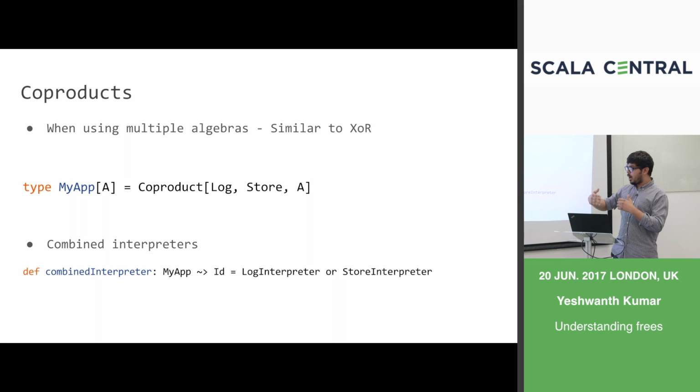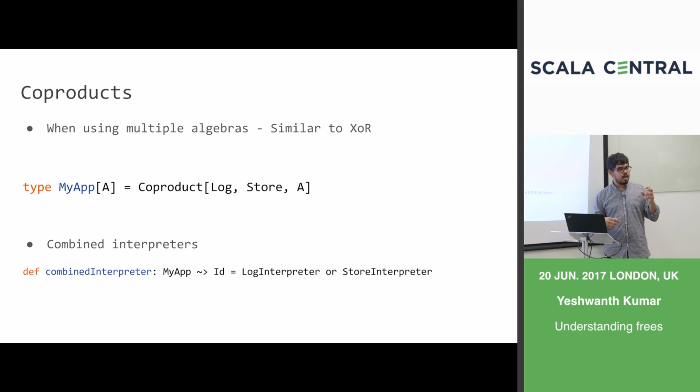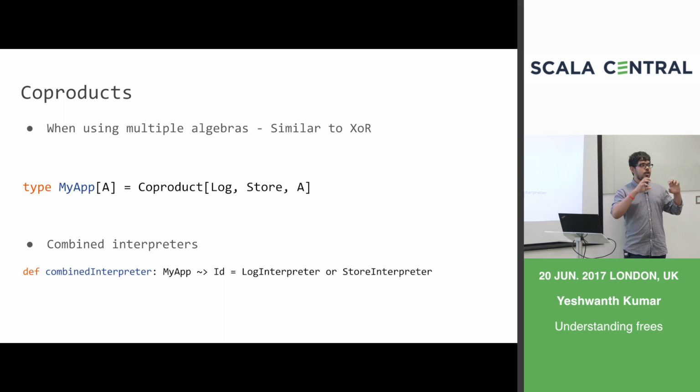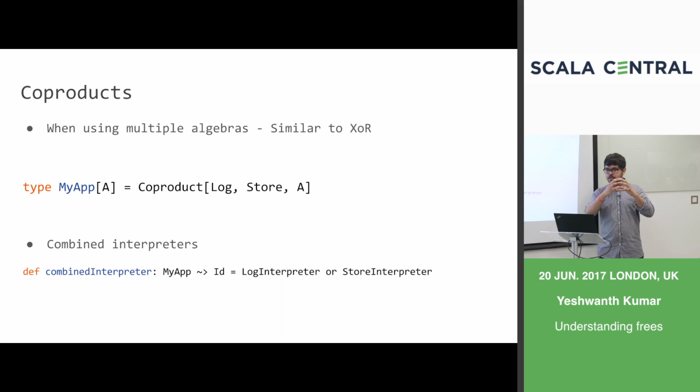You could also combine, let's assume now we're having a third algebra, right? Third set of operations, let's say some of the external microservices that you want to talk to. You could again use a coproduct of that, comma, my app, comma, of A. So basically you could compose all your operations or your algebras together and then interpret them, okay?